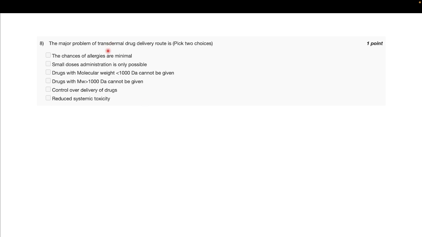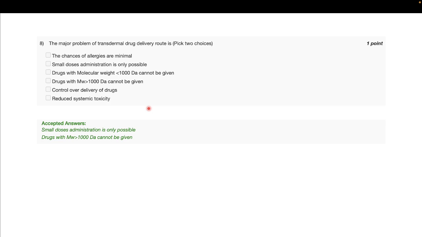Option 2 and 4. 2, small doses administration is only possible. 2 and 4, drugs with higher molecular weight cannot be given. Okay, thank you for answering. Anybody else? Two and 4. Okay, thank you. Anybody else has a different answer from option 2 and 4? No? Okay. Yeah, both of you are correct.